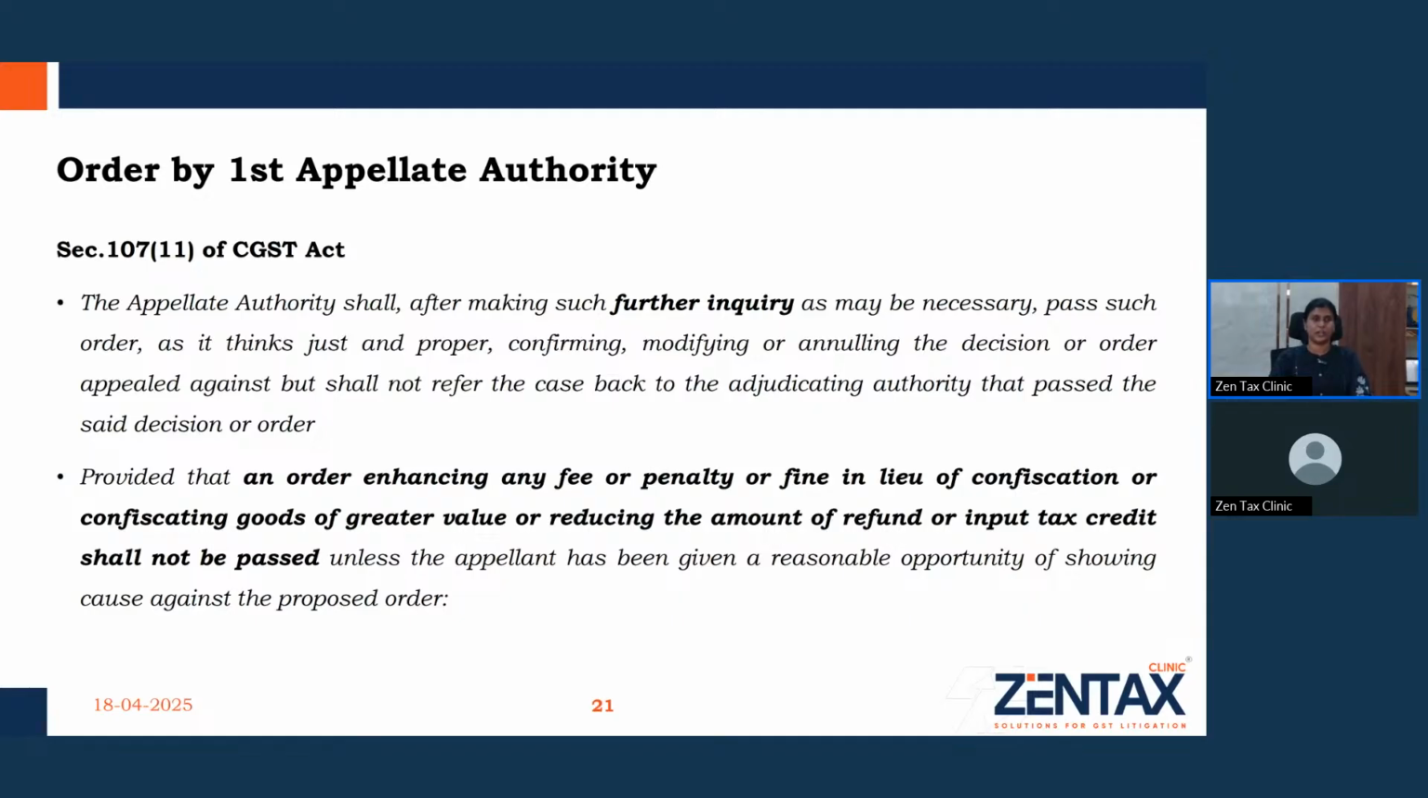Also, provided that an order enhancing any fee or penalty or fine in lieu of confiscation, or confiscating goods of greater value, or reducing the amount of refund or ITC shall not be passed unless the appellant has been given a reasonable opportunity of showing cause against the proposed order. That is, the appellate authority cannot enhance the demand amount more than the amount mentioned in the order, or reduce the amount of refund or ITC, unless they have given a reasonable opportunity to the concerned person.